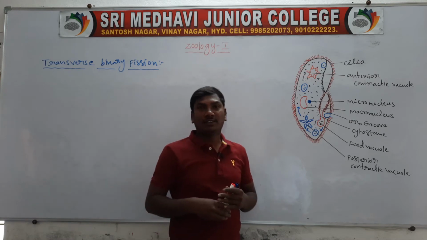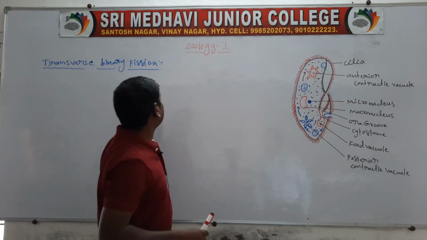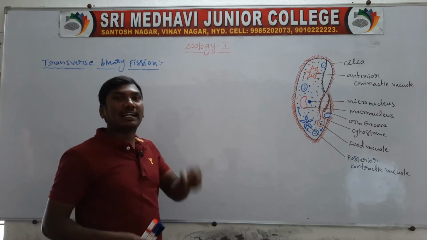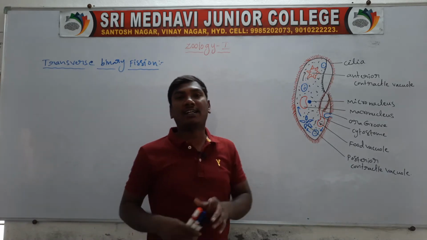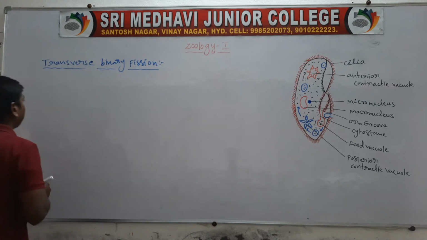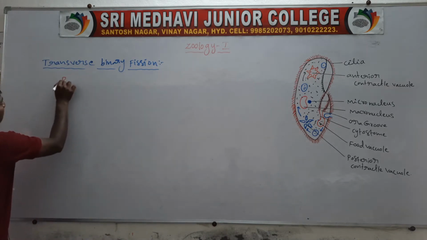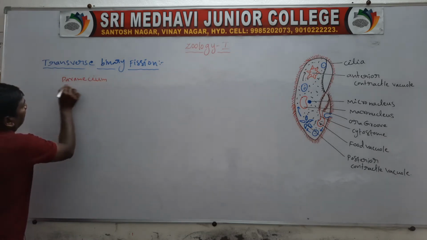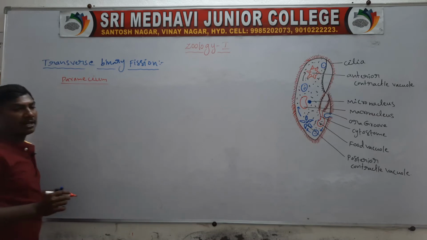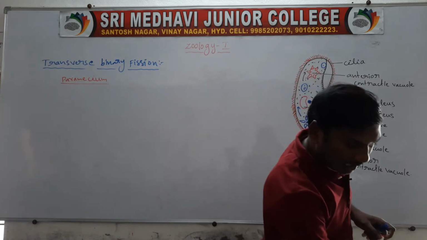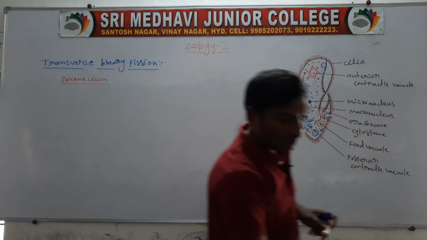Hello everyone, today we will discuss transverse binary fission. The transverse binary fission occurs in the animal paramecium.